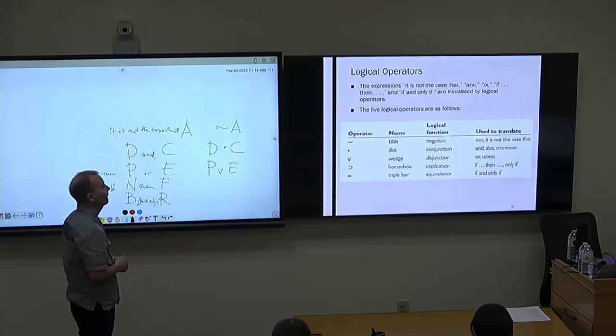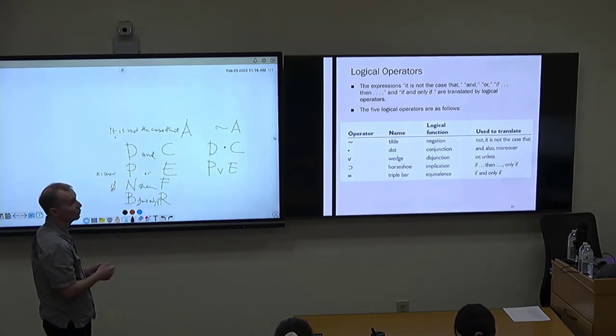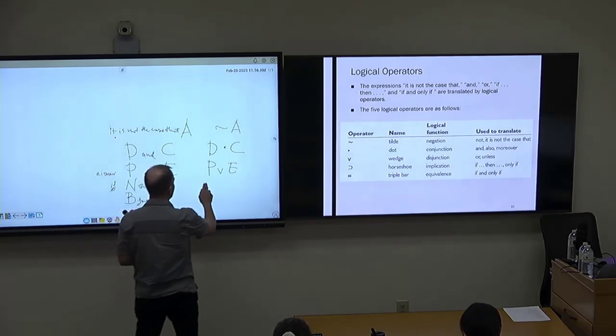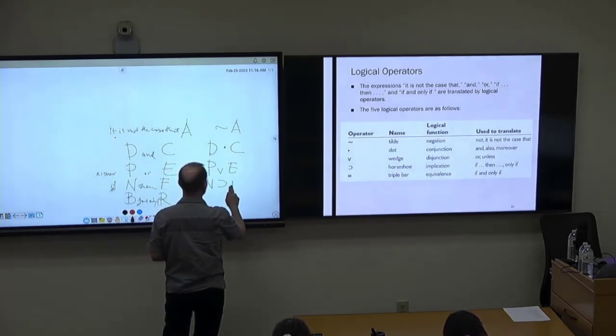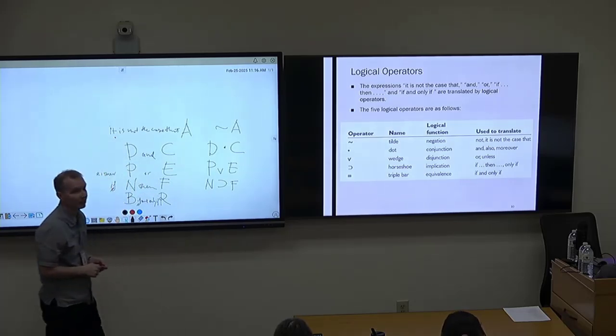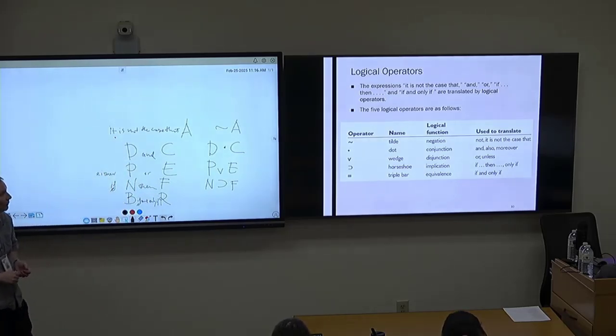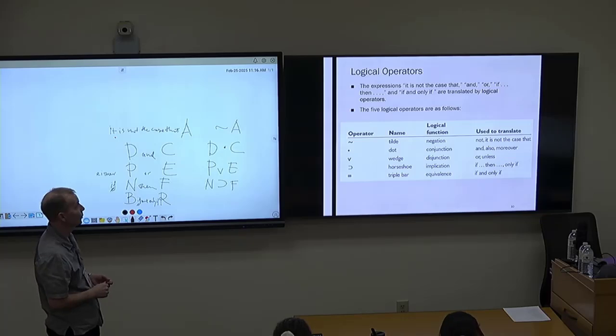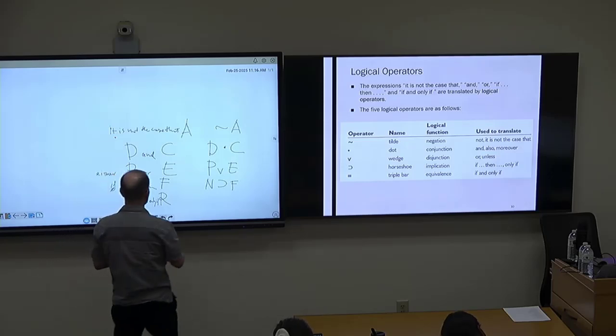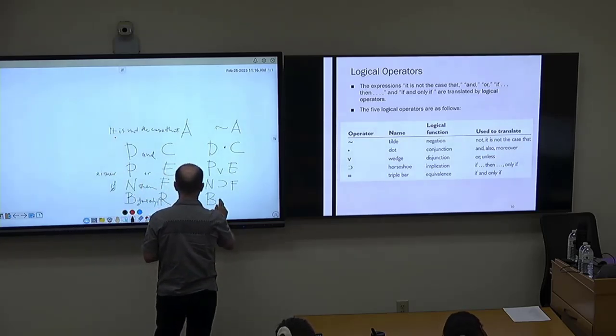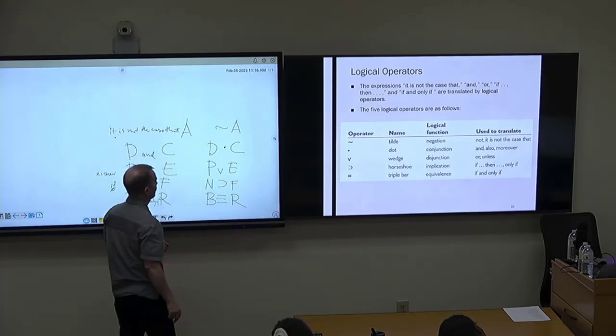Right? And then our good old friend, the conditional statement, "if then," will be replaced with the horseshoe. So P horseshoe F would mean if P then F. Finally, for the last relation, called equivalence, we will be using the triple bar. B if and only if R, triple bar between. Okay.